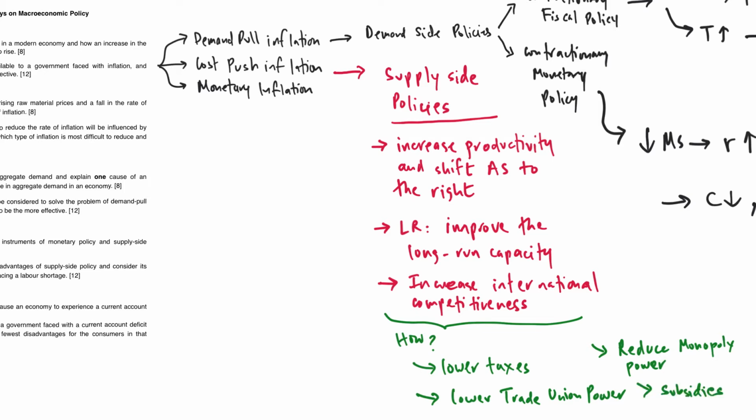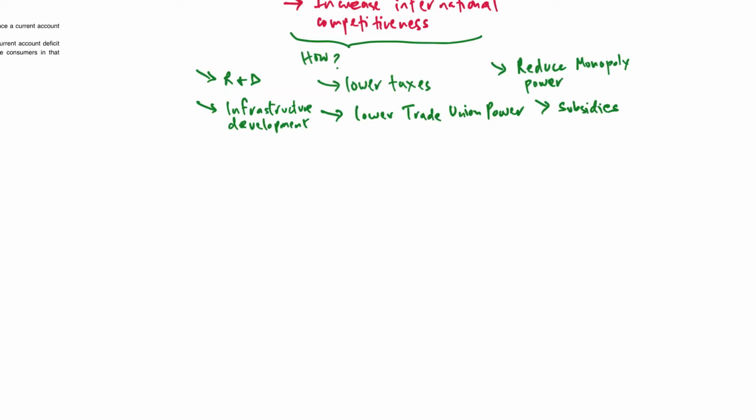Also, alongside supply side policies may entail something like using research and development and also improving infrastructure in order to increase the aggregate supply of the economy. In terms of the diagram, this is how it will look.